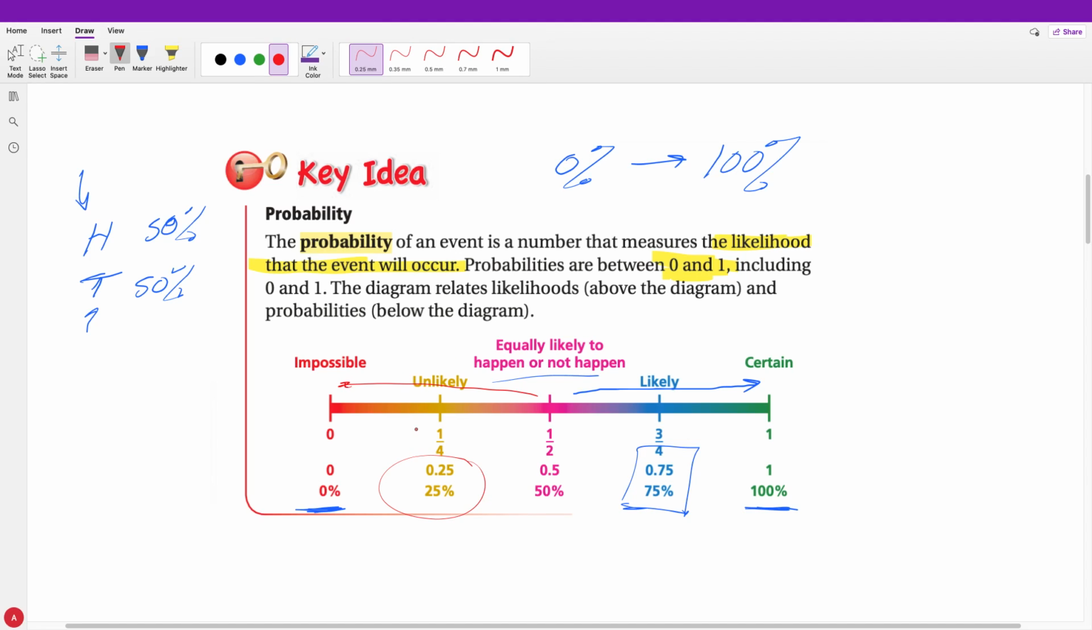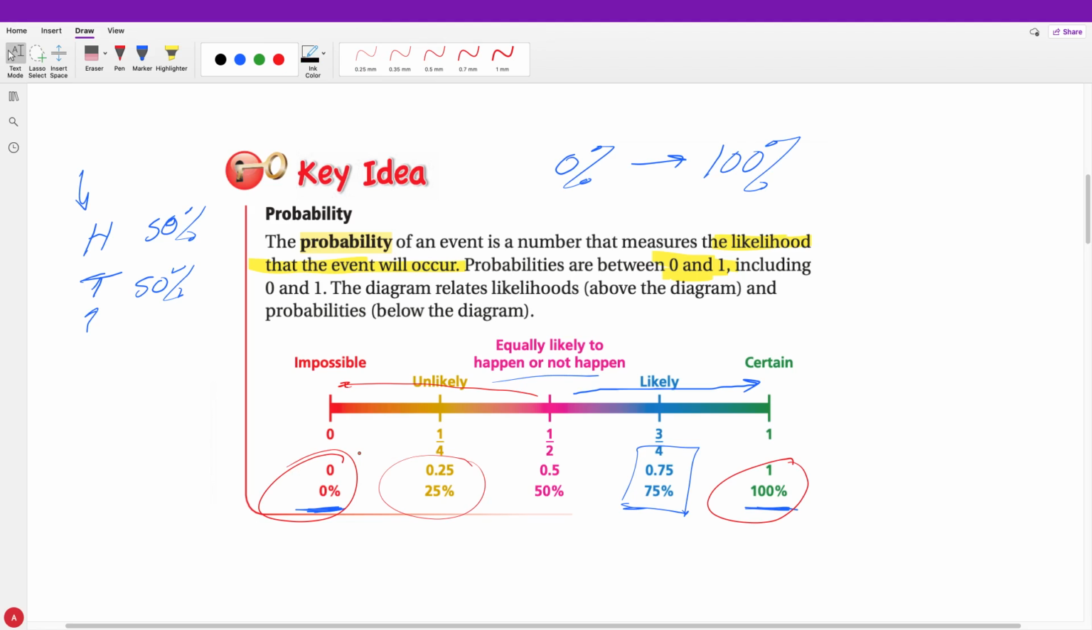Same thing, 25% is where it crosses that threshold where we can say, okay, now it's unlikely that it's going to occur. But the closer it is to 50%, the more it's still in the middle, and it could be leaning one side, but the other side could still be close to happening as well. But as we get closer and closer to 100%, it becomes more and more certain to happen. Or as we get closer and closer to 0%, it becomes more and more unlikely or more impossible for it to happen.